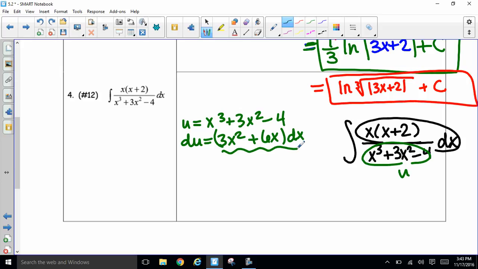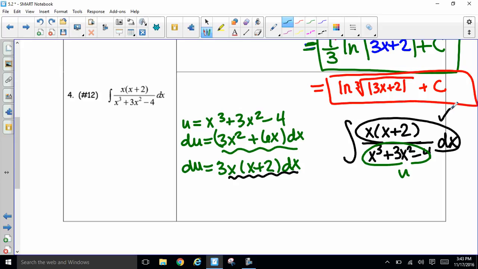Well, algebraically, I could take a look and say, okay, between the 3x squared and the 6x, I could factor out a 3x. If I factor out a 3x, then I end up with x plus 2 dx, and I'm actually getting closer because I do see the x times x plus 2 dx. I see that over there. I just don't see the 3.